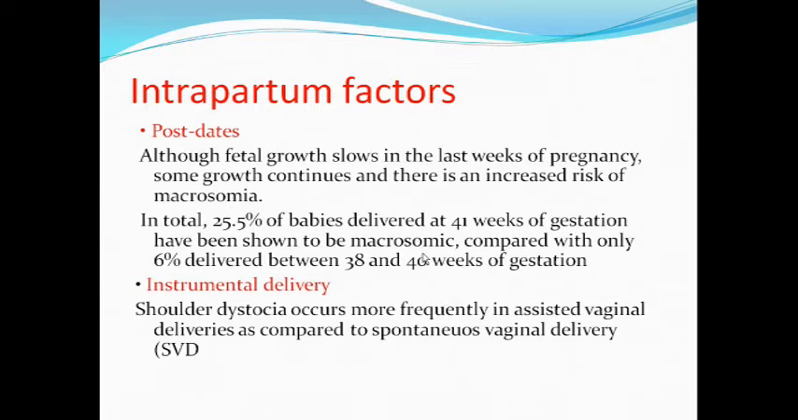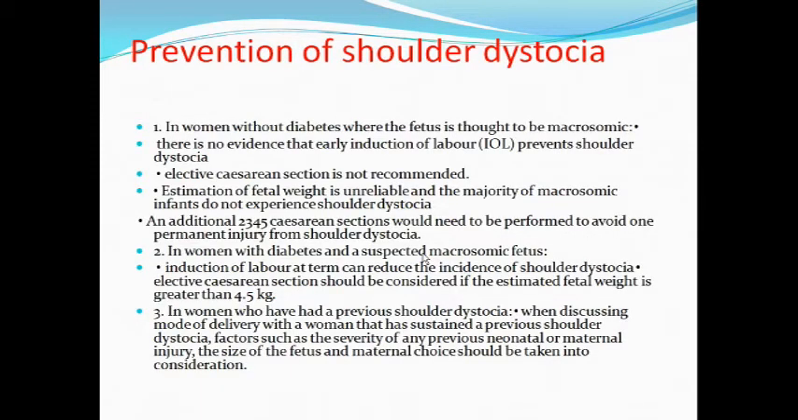Okay, how do you prevent shoulder dystocia? In women without diabetes, where the fetus is thought to be macrosomic, there is no evidence that early induction will prevent shoulder dystocia, as I told you, but sometimes it is used. We usually induce patients who are on oral anti-diabetic treatment; we wait till 40 weeks. But patients who are on injectable insulin are usually induced at 38 weeks, because the risk is increased not only for shoulder dystocia but also sudden IUD. So in these patients we usually deliver by induction.